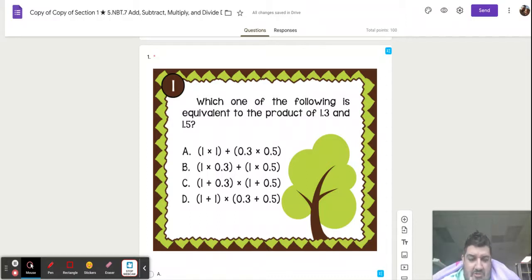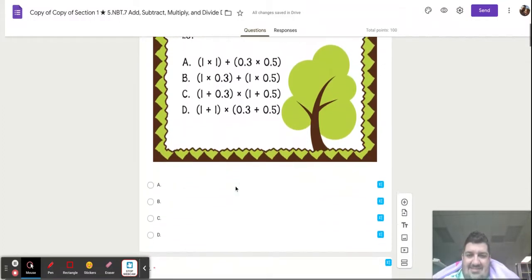Well, you could try to solve these, but I want you to look closely at these two because they are going to be in expanded form. So we have 1 whole and 3/10, and 1 whole and 5/10, and then we are multiplying. The only difference is that this one is multiplying and adding, but this one would be add, just like an expanded form, and then you'll multiply the two. So the correct answer is going to be C.